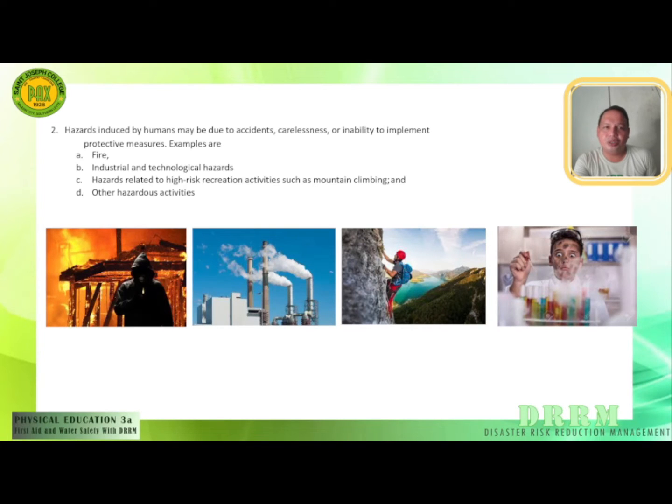B, industrial and technological hazard. For example, mixing chemicals in the laboratory or industrial place, then it explodes. Then C, hazards related to high risk recreation activities such as mountain climbing and marathons, right? Having to cross the seas with strong currents, that's also a hazard. Then other hazardous activities, for example, firecrackers, which might reach the communities, enter the houses, and explode.